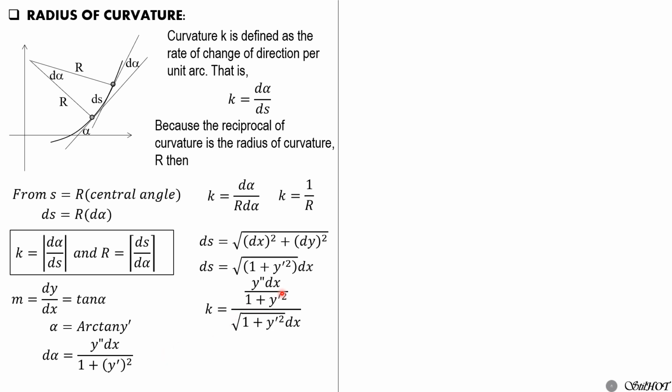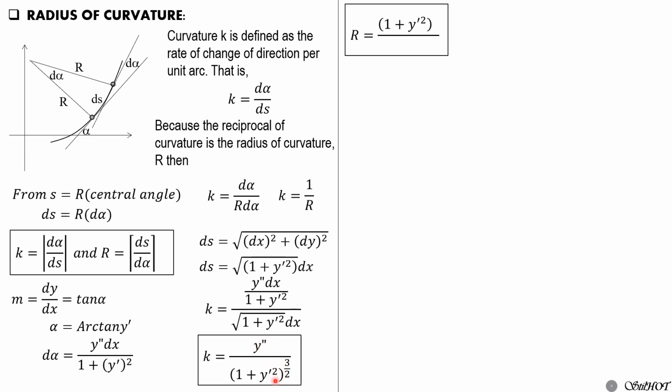So we cancel out dx and we can combine 1 plus y prime square and the square root of 1 plus y prime square. So curvature therefore is y double prime over quantity 1 plus y prime square raised to 3 halves. If that's the formula for curvature, the radius of curvature, which is positive, is equal to quantity 1 plus y prime square raised to 3 halves all over the absolute value of y double prime. So it's just the reciprocal of curvature.